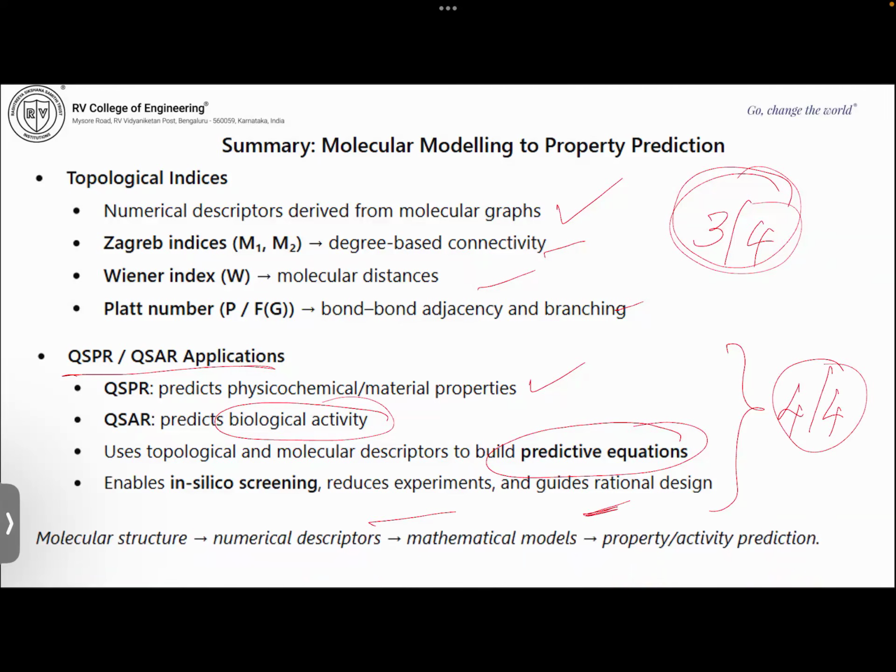Hope you understood. The overall conclusion for this entire unit is that we started from the molecular structure and molecular interactions, then went to matrix representations, to numerical descriptors, that is topological indices. Then from that to mathematical models, that is QSAR and QSPR models. From that, we have understood how the property and activity of a new molecule can be predicted.